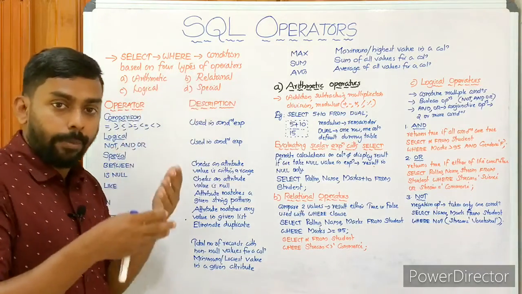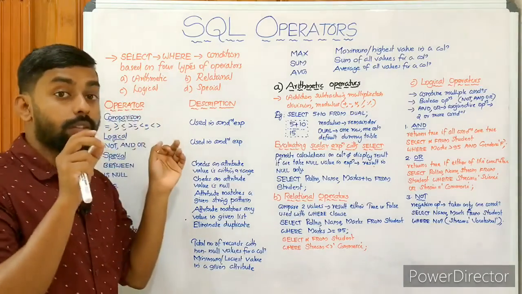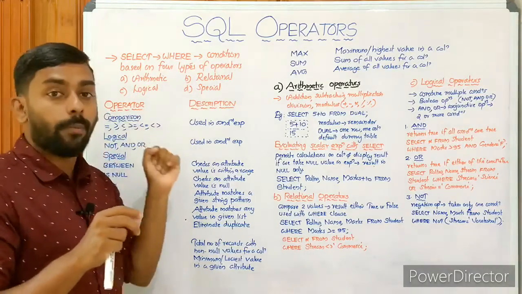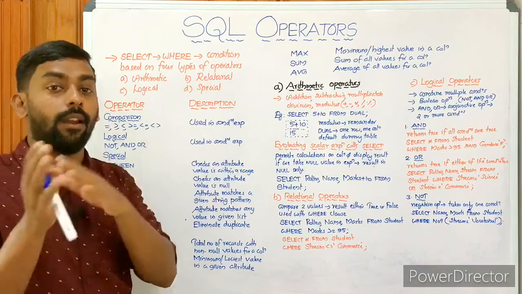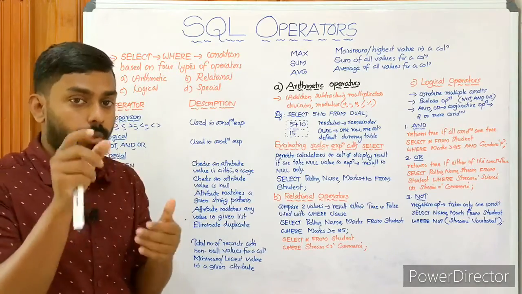Arithmetic means basic arithmetic operations. Relational means used to compare two values. Then logical operators: not, and, or. And special operators: between and, in, is null, like, all those kinds of operations which are somewhat new and unfamiliar to you.